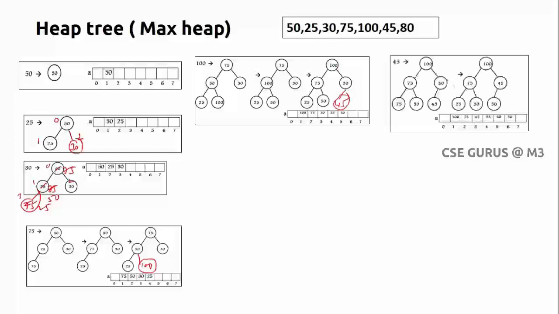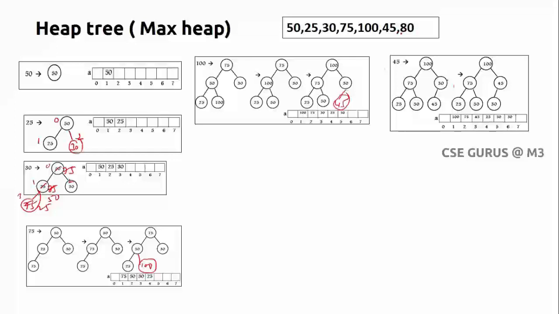So you can see now 45 came here and 100 is above. Yes, the max heap property is maintained. That's why one more swapping is not required. Only one comparison and swapping is required. Now 45 is over.